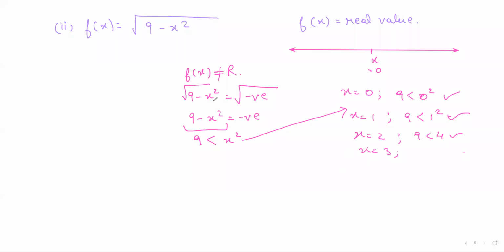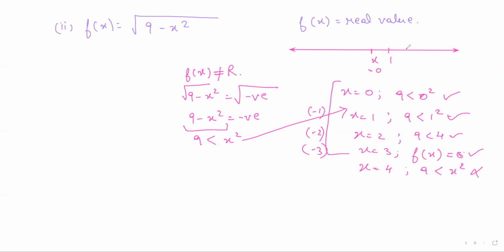For x equal to 3, if you place x equal to 3 over here, your function f of x will be 0, which is again an acceptable value. If x is equal to 4, then 9 less than x square is true. So you have to consider these conditions. Apart from these, x can also hold a negative value, say -1, -2, or -3. The squares of these values are also positive. So what are the possible values of x?